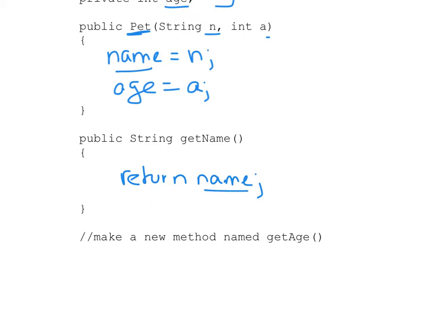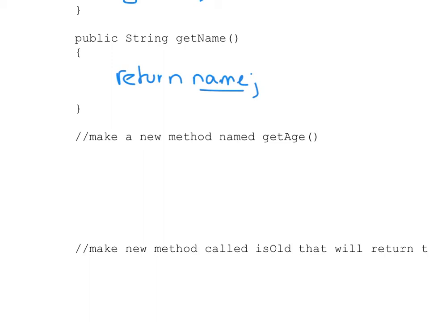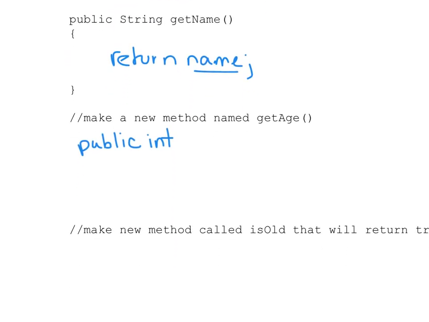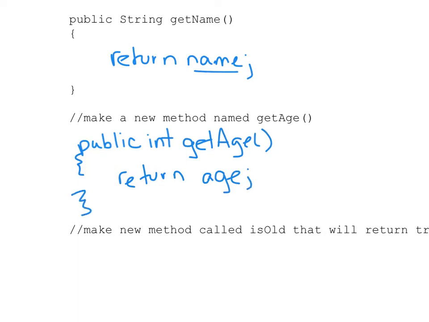Okay, then create a new method called getAge. So we're trying to test to make sure that you actually know that this is going to be returning an int, because that's what age is. I think. Let me just check. Yeah, age is an int. So it's going to be returning an integer. It's called getAge. And then it's going to just simply return the age. All right, so these are just basic class methods.